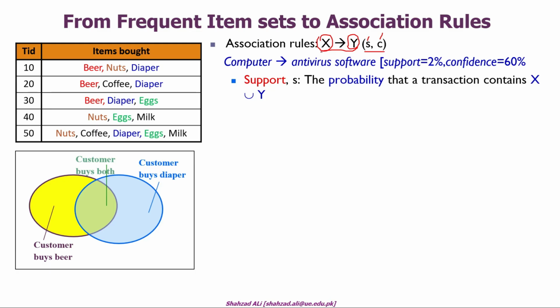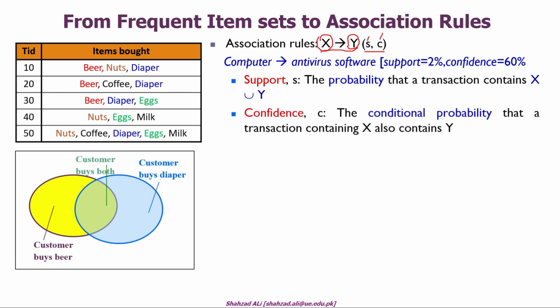Similarly, confidence is conditional probability. That means if the transaction usually contains X, what is the probability it also contains Y? For this probability computation, you can use support of X union Y divided by support of X. That means take the whole rule support count and divide it by the support count of the left hand side.